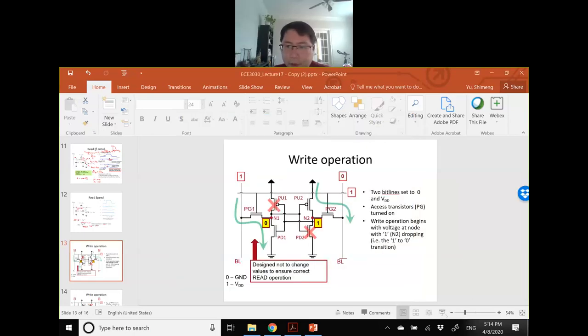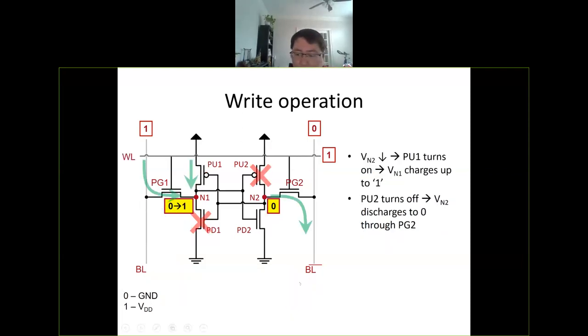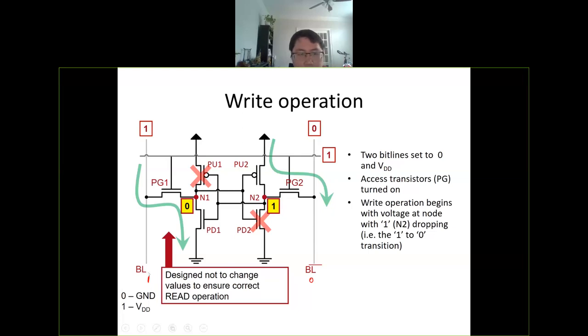Okay, let's continue on the write operation. For the write operation, we need to prepare the data that you want to write into the memory array first from the outside. For example, here if you want to write 1 to the N1 and 0 to the N2, we need to prepare those two data from the outside. That means bit needs to be VDD, bit bar needs to be 0. And we assume that the data you stored here, N1 is 0, N2 is 1. That means we are going to flip the data doing the write operation.